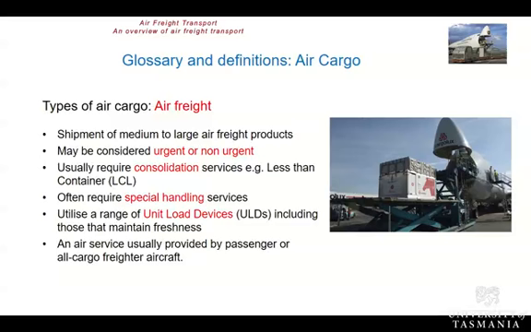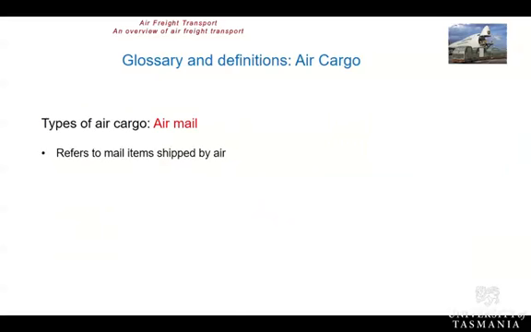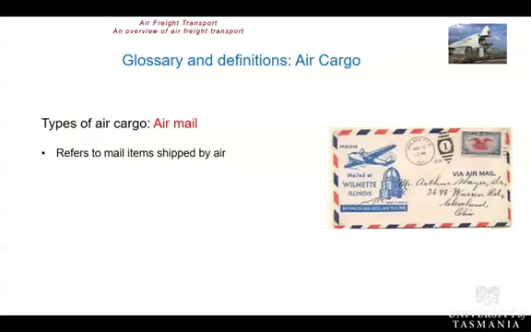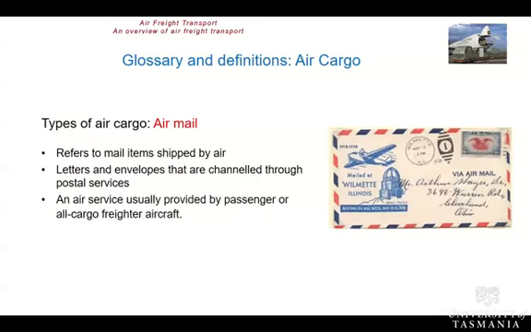And to be fair, that's probably 90% of the goods that are moved around in air cargo are going to be air freight. And the third one's air mail. As the name suggests, it refers to mail items shipped by air. Very small percentage, certainly changed over time. Letters and envelopes, which are essentially channeled through postal services. An aircraft provided by passenger or all-cargo freighter aircraft. Usually the contracts for air mail are with the integrators. So that's air cargo. You get a general idea of what air cargo is.